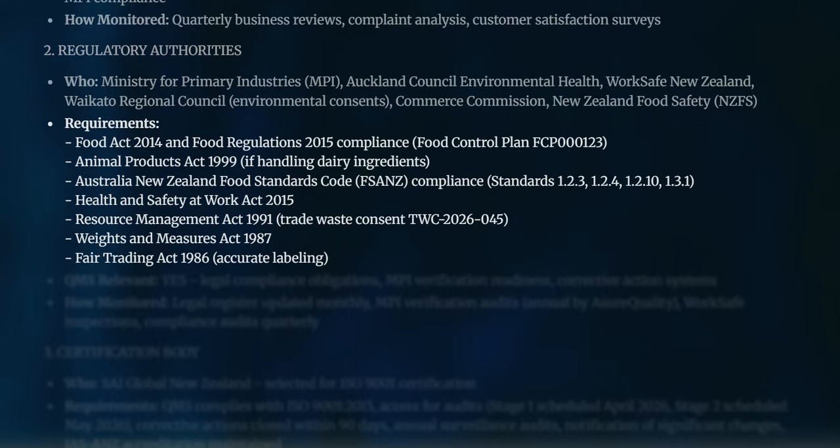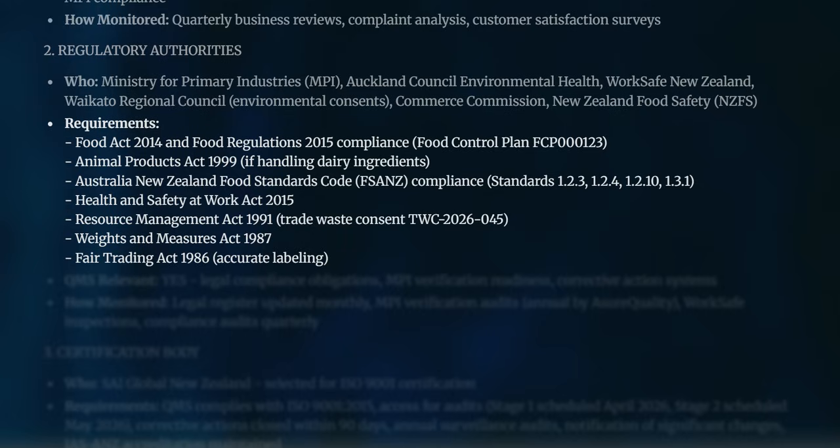And another requirement is the Health and Safety at Work Act 2015, and the Resource Management Act 1991, for Trade Waste Consent TWC 2026 or 45, and requirements for the Weights and Measures Act 1987 and the Fair Trading Act of 1986 with accurate labeling. So you see how you need to be specific with your regulatory requirements and list all the applicable regulatory requirements. This is critically important. I can't stress it enough. So you need to do that.